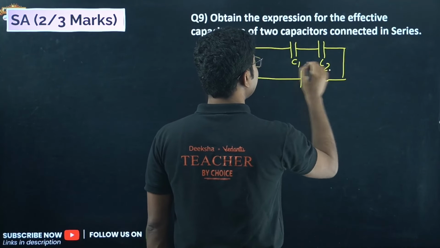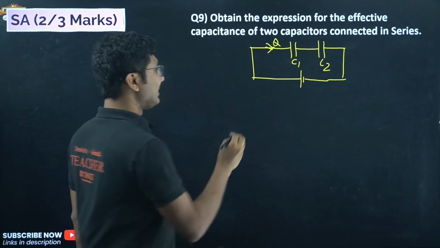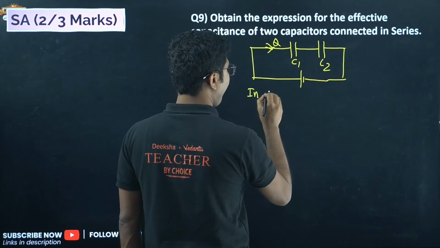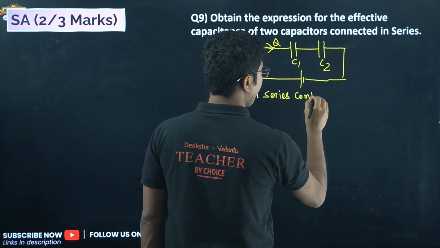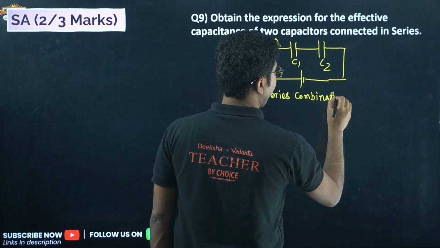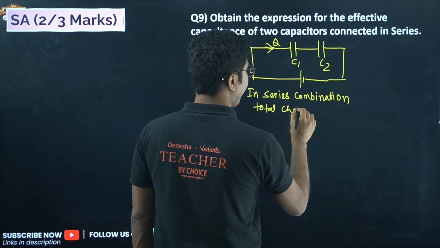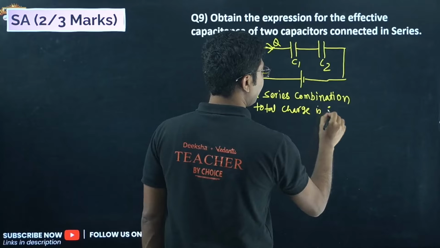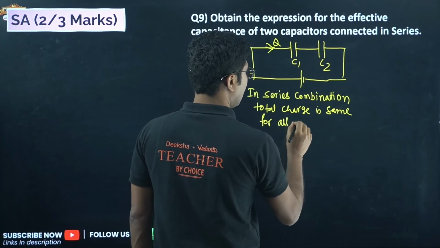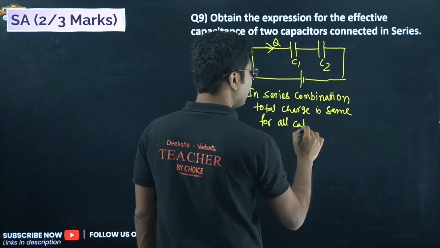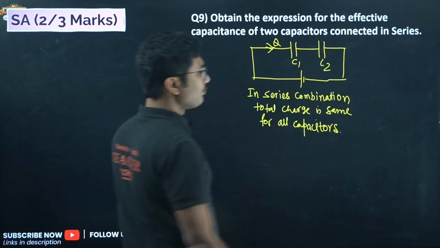C1, C2. Only thing is, in series combination the charge remains same. In series combination, total charge is same for all capacitors. Maybe 2, maybe 3, okay, does not matter. Okay, total charge remains same.